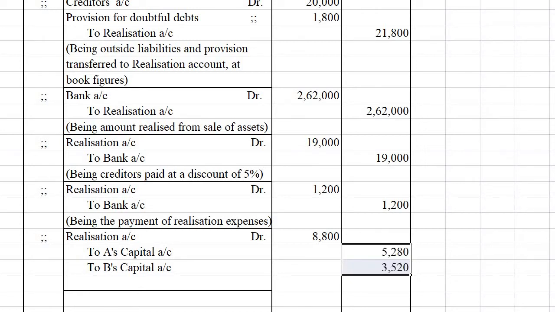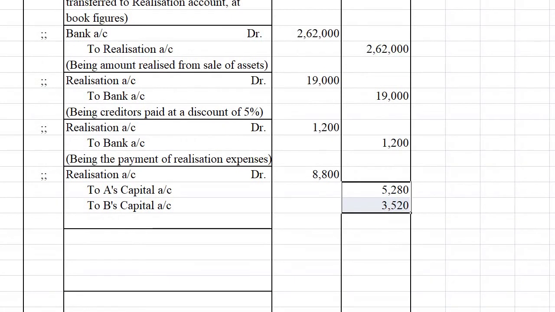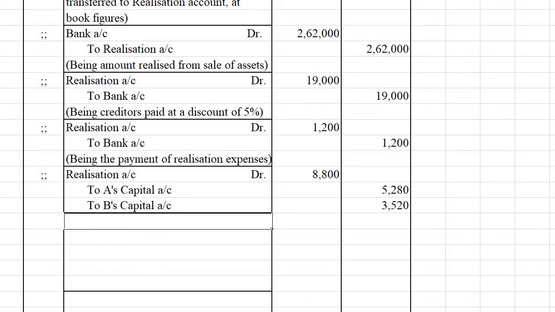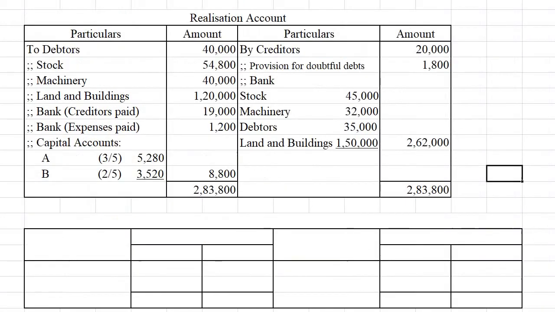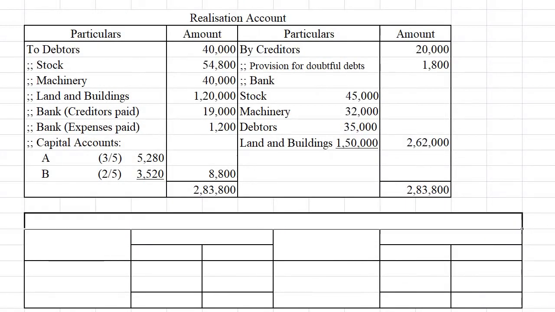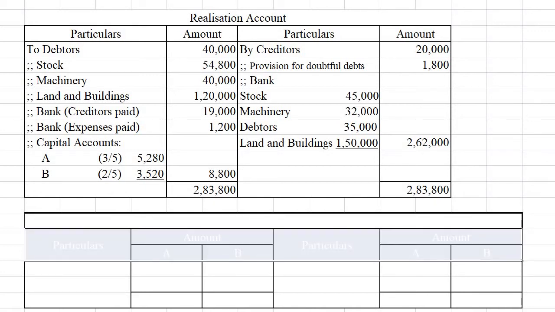Okay, right? Then we can write the narration: profit on realization transferred to the capital account or shared among the partners. Now the realization account is completed. Then let us prepare the capital account. Capital account also is ready.